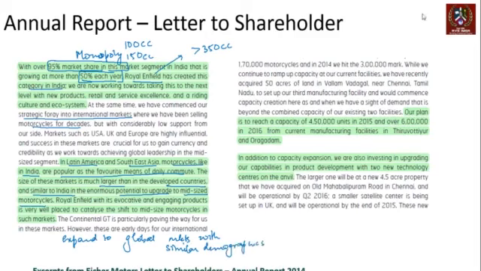So that's the first part. Then they are also talking about their capacity expansion plans. They are reaching a capacity of 450,000 units in 2015. Remember, 300,000 in 2014. Now 450,000 in 2015, 600,000 or 6 lakhs in 2016.